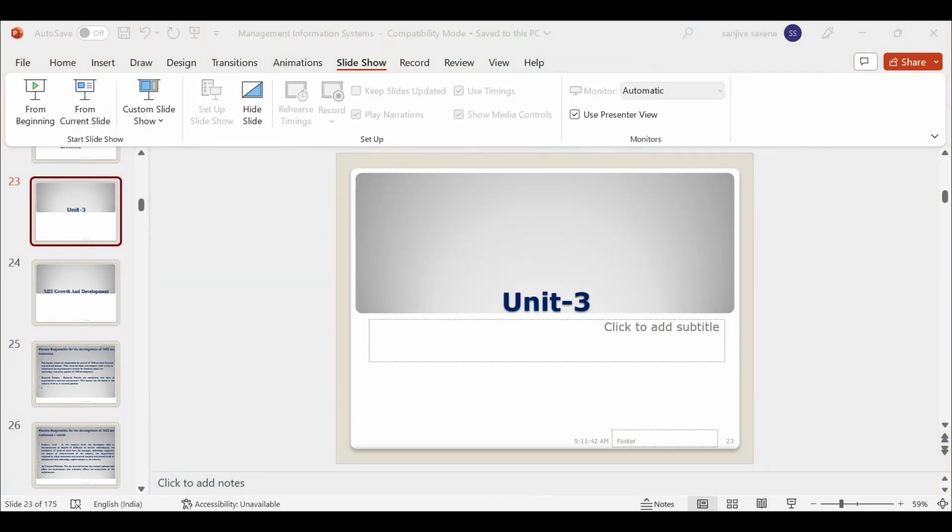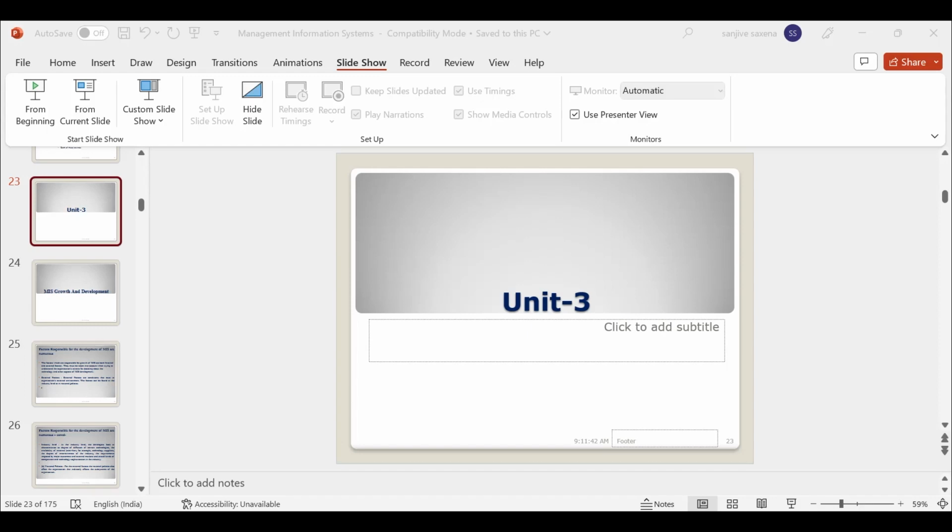Hello. Once we are back again after having covered Unit 2, now we are moving into Unit 3. Unit 3 is concerned with MIS growth and development. So, what exactly do we mean by MIS growth and development?